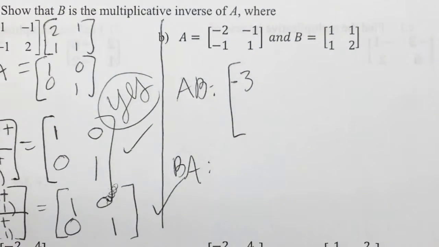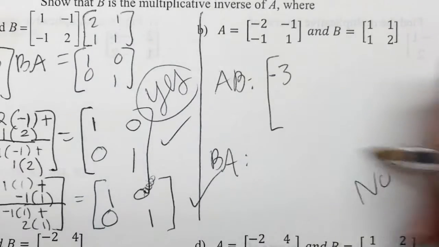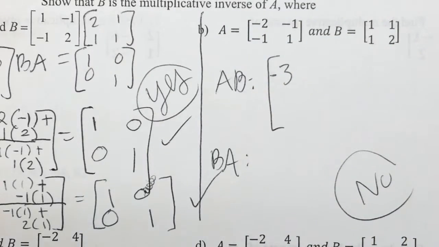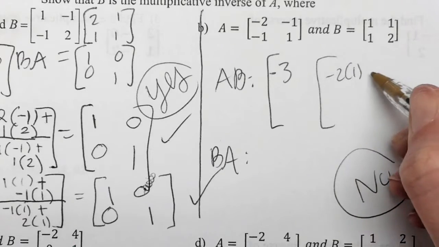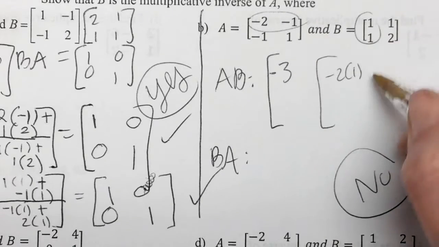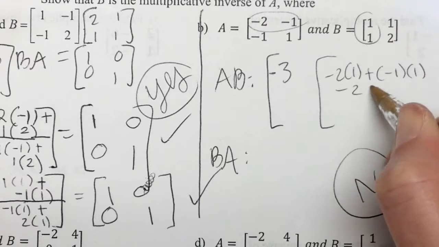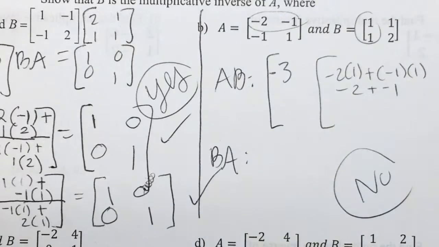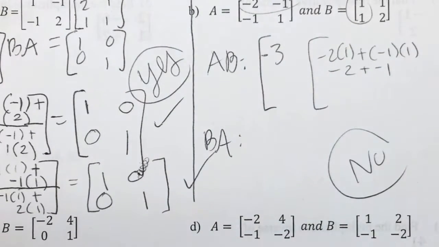And from there, you could just stop. Once you got that first number and it is not a 1, like the identity matrix, you can put no. These are not multiplicative inverses. But let me just show how we got the negative 3. It'd be negative 2 times 1 plus negative 1 times 1. That'd make negative 2 plus negative 1. Does everybody see that? So it would have to be 1 plus 2. Yes. If this is not a 1, you don't keep going.